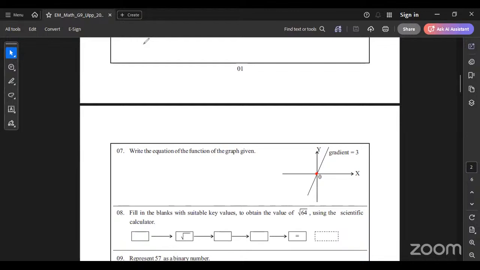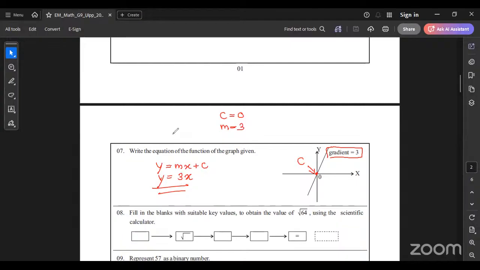It is 0. So C equals 0. And find the gradient. No need to find the gradient. The gradient is given. Gradient means M. M equals 3. y equals mx plus C is the general format. M equals 3. You have to write only y equals 3x. No need to write 3x plus 0.